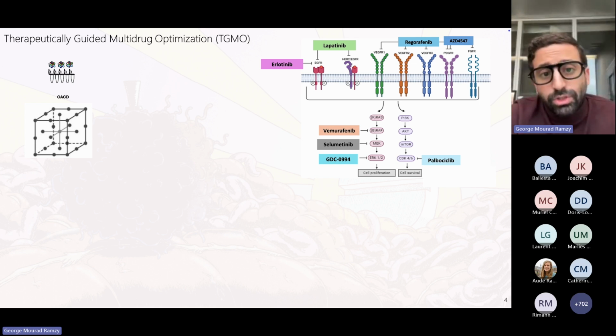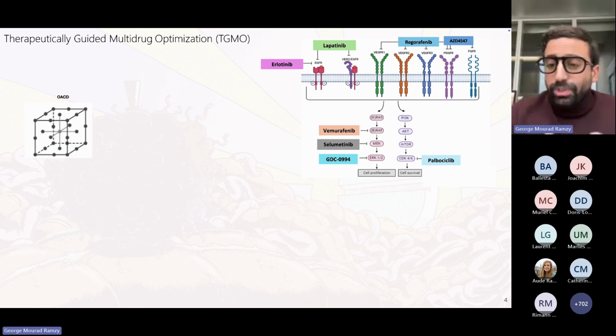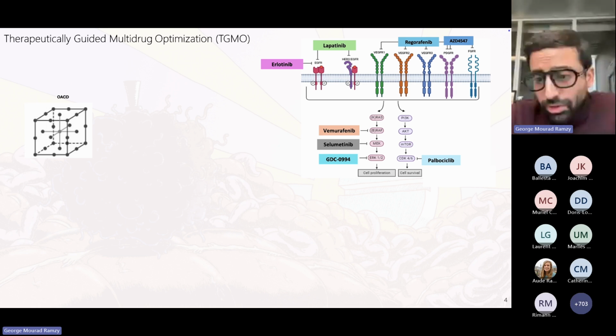drugs. These drugs have different targets upstream and downstream of the cell. And most of these drugs are used in clinics or in late phase clinical trials. For each of these drugs, we start by doing drug response curves to identify and determine the range of activity of each of these drugs.